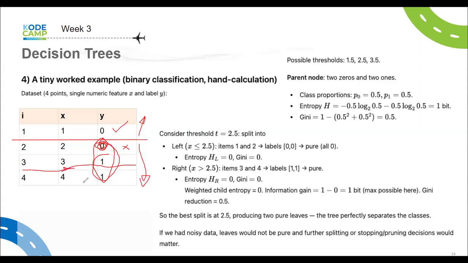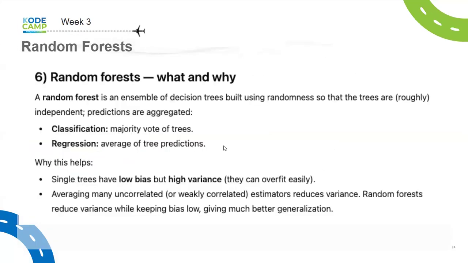So that's basically very simple data that we use to explain some of these concepts. But of course, in real life, things are far more complicated. Then we have random forest. So random forest is an ensemble of decision trees built using randomness so that the trees are roughly independent. So predictions are aggregated.